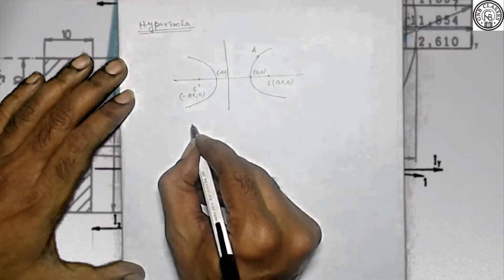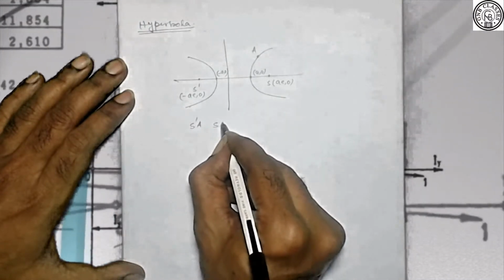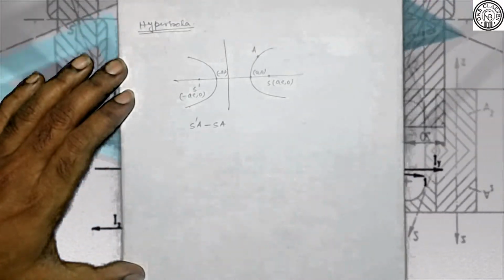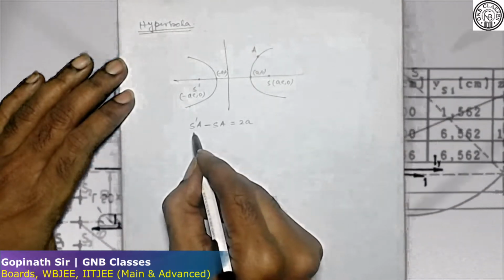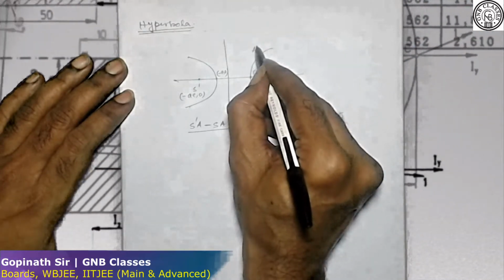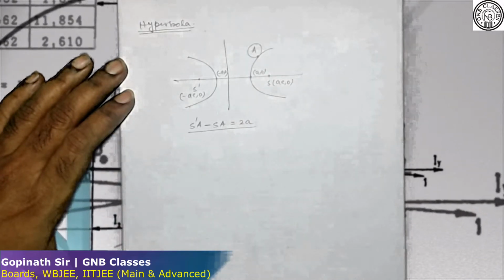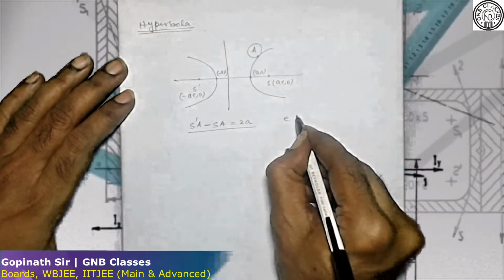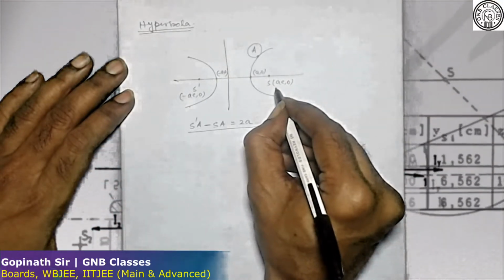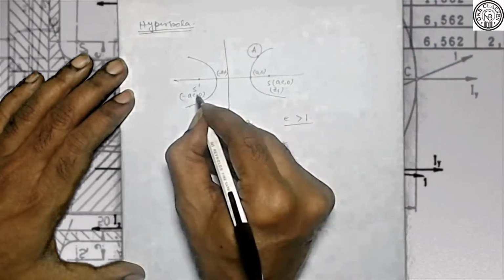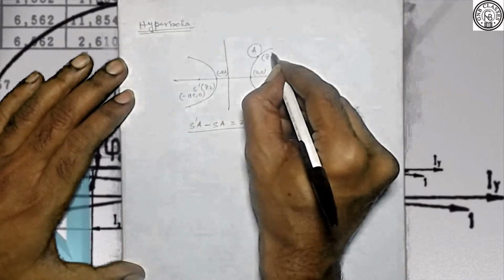Now, the difference between the distances S dash A and SA is constant and equals twice A. Then we say that A is a point lying on the hyperbola. Right? Here eccentricity is greater than 1. Foci are associated with the complex numbers, let us say Z1 and Z2, and the variable point be Z.